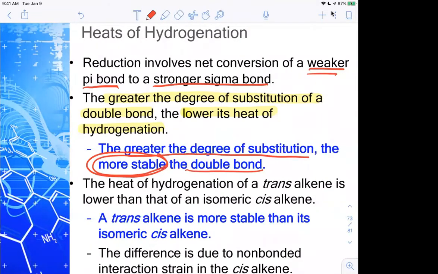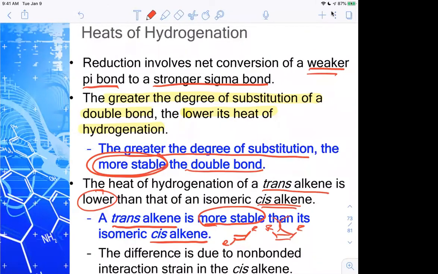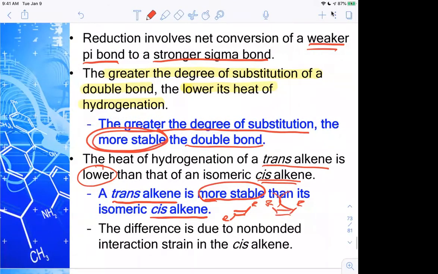So you can tell that that trans alkene has a heat of hydrogenation that's lower, so it is more stable than the cis. The trans is more stable than the cis, which makes sense because remember we talked about how the trans has less steric encumbrance. If I have something that's trans, my R groups are farther apart from each other, and if I have something that's cis, I can have that interaction there. So that difference is due to that non-bonded interaction strain, that steric strain in the cis alkene.